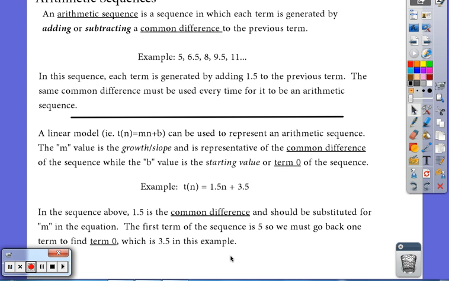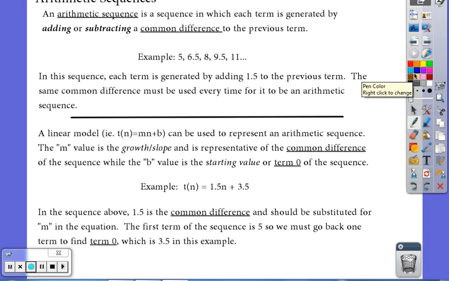Next, we have arithmetic sequences. An arithmetic sequence is a sequence in which each term is generated by adding or subtracting a common difference to the previous term. We encountered some arithmetic sequences in yesterday's work as we were introducing sequences. Today, we're going to specifically look at just those which require us to add or subtract each time.